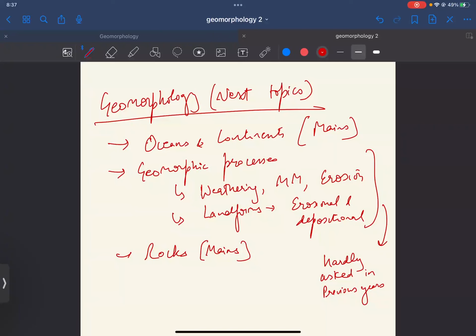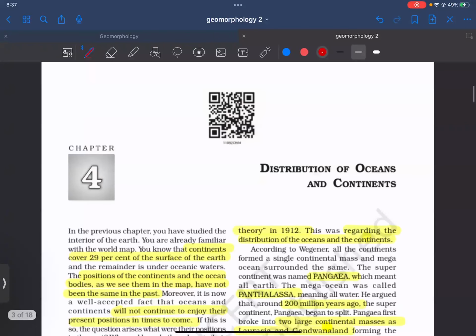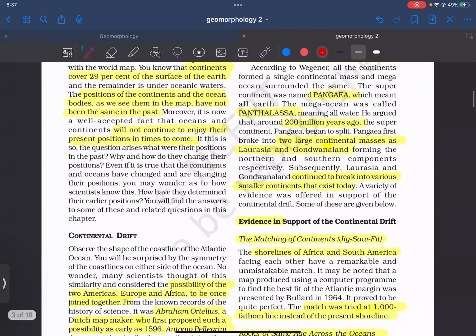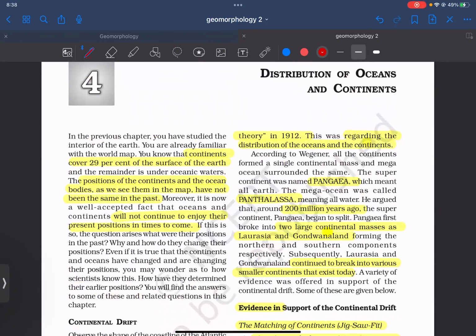That's why I have not prepared any specific notes for it. Reading NCERT would be sufficient. All right, first of all, facts.